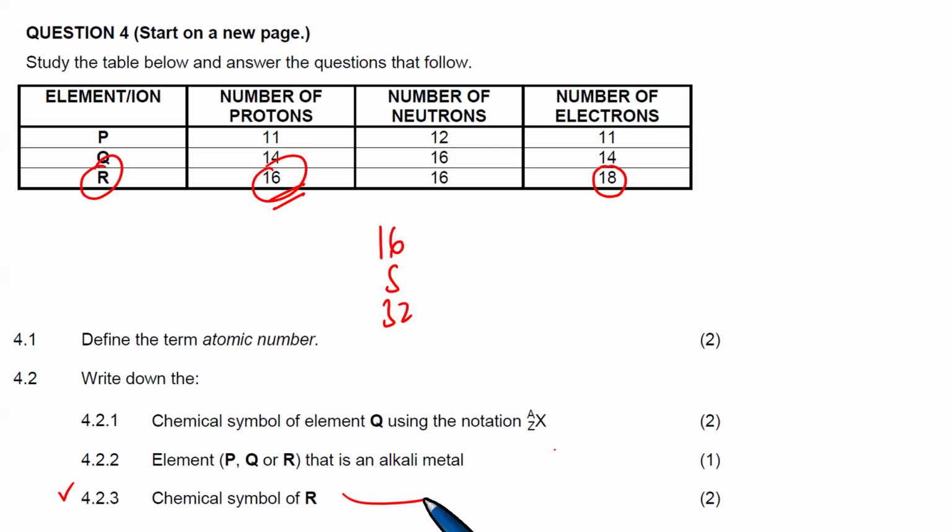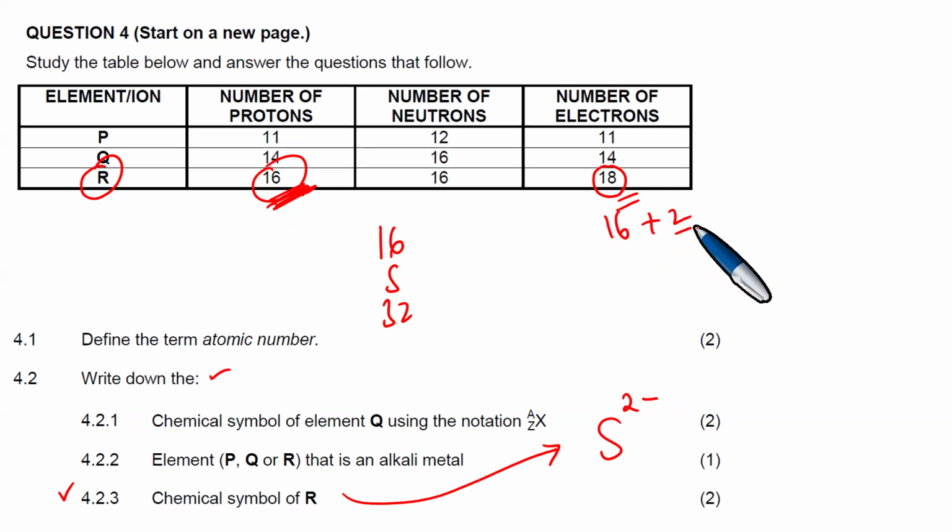Because they don't balance, in 4.2.3 you're going to say, now write down the chemical symbol. The chemical symbol for 4.2.3 is going to be sulfur 2 minus. Why? Because the protons are 16, but the electrons are 18, so they are 16 plus 2. In other words, these are 16 and these electrons are 2 more, and therefore it's sulfur 2 minus. Okay, we look at the next one.